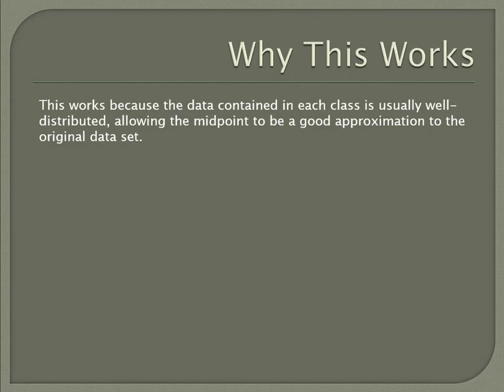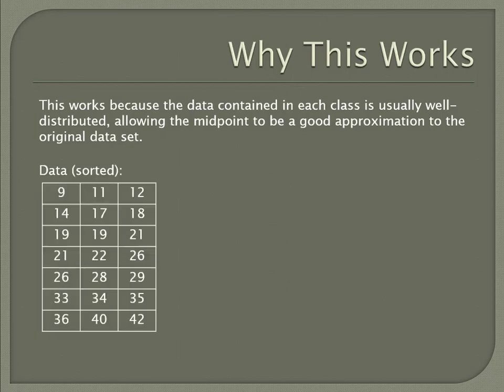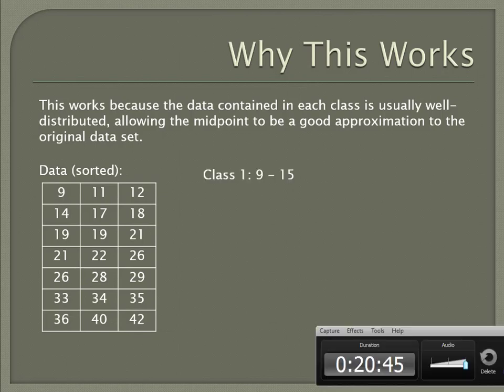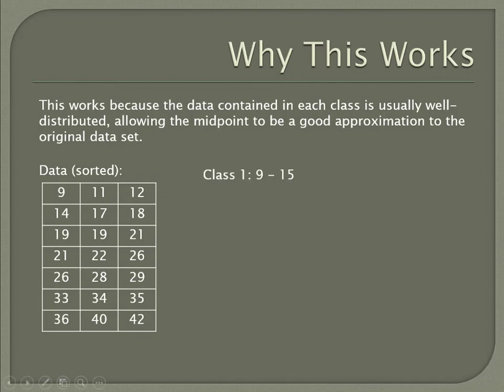The reason this works is because the data contained in each class is usually well distributed, allowing the midpoint to be a good approximation to the original data set. So let me give you the data set again, but this time I'm going to sort it. The first class was 9 through 15. Now, the midpoint of that class is 12.